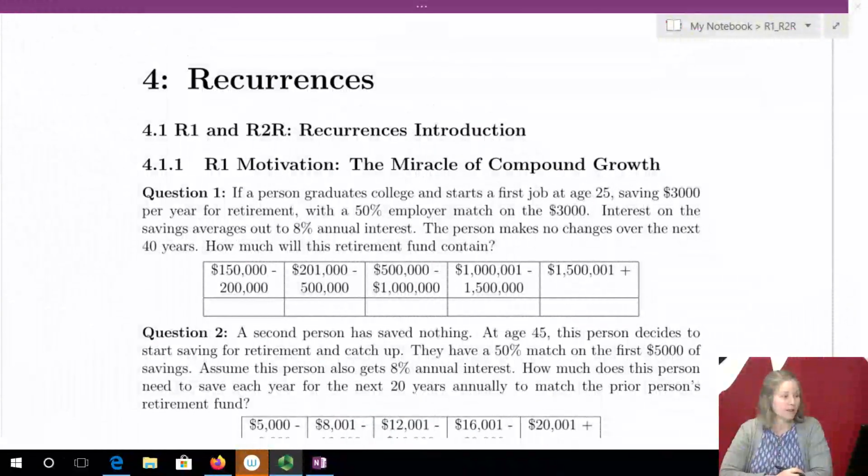Hi, Math 330. Today I would like to start talking about some material that's an introduction to recurrences. So recurrences 1 has to do with first order recurrences. R2R and R3R have to do with different types of second order recurrences. The R4 standard, which is optional, has to do with some higher order recurrences.